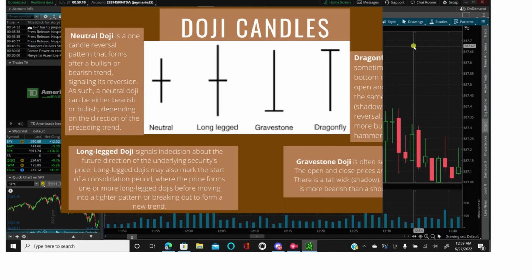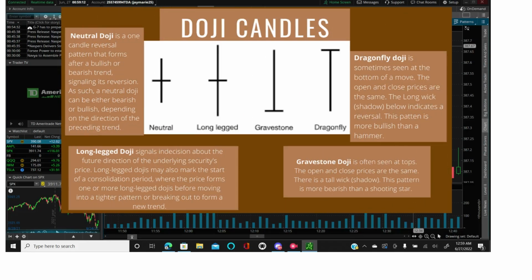Now let's go ahead and talk about the doji candles. Okay, so there are these 4 doji candles that you can start with. There's the neutral, the long-legged, the gravestone, and the dragonfly. Now, the neutral doji, it's a candle reversal pattern that forms after a bullish or bearish trend, signaling its reversion.